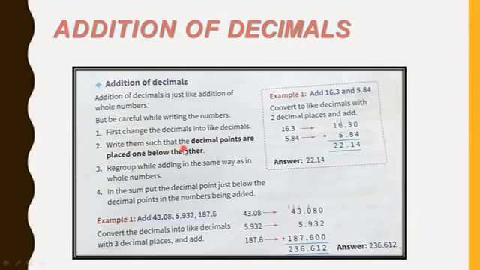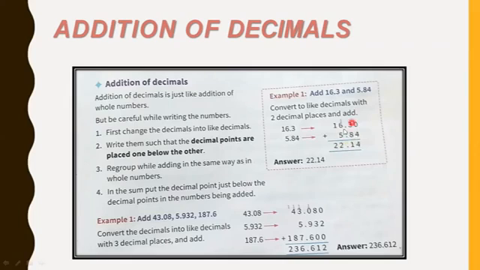Then write them such that the decimal points are placed one below the other. Now 16.30 and 5.84, the points should come one below the other. In such a way you have to arrange. Next, regroup while adding in the same way as in whole numbers. In the sum, put the decimal point just below the decimal points in the numbers being added. So 16.3 we have changed to the like decimal 16.30, and here 5.84.